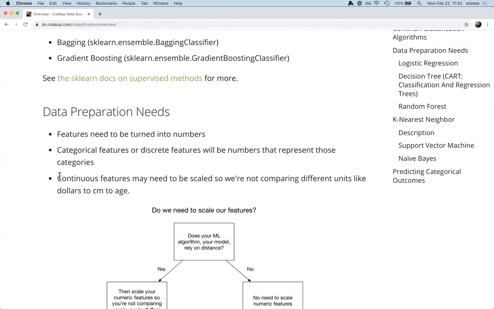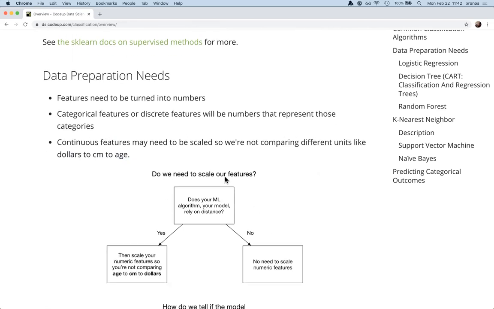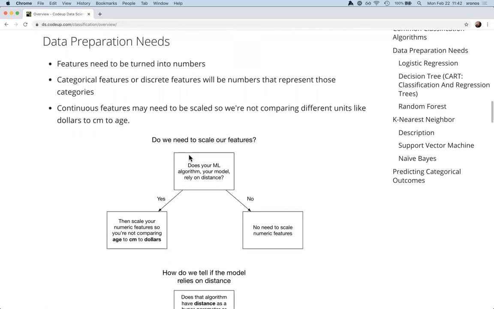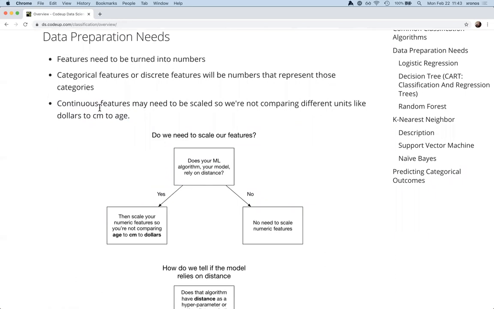Just like heads or tails, it's easier to represent heads or tails as a 0 or a 1, right? Our continuous features, so our features that are numeric and have a lot of precision, and there's no definite boundaries, we will most likely need to scale those, so that we're not comparing different units, like dollars to centimeters to age, as is one of the main reasons we'll scale. This is not the lesson on scaling features, but it is a good idea to scale your features. Again, so that we're not comparing dollars to centimeters to age.